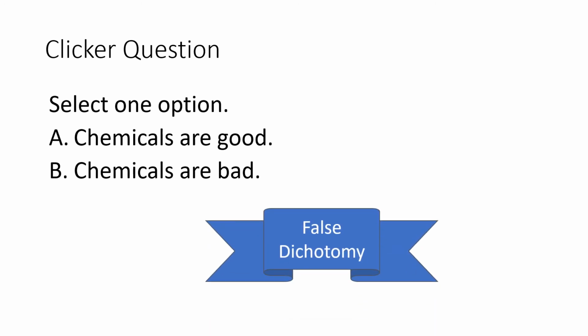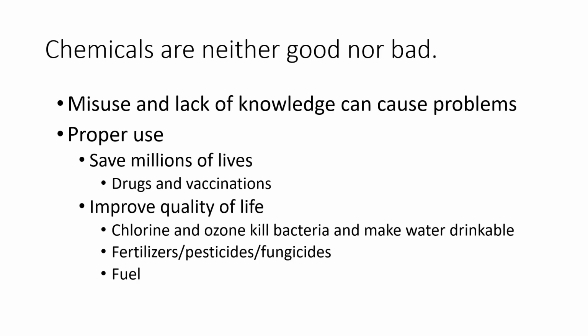I'm going to call BS, which stands for bad science, on this question. This is an example of a false dichotomy. I'm asking you to pick between two choices and not giving you any other choices. And honestly, I don't think either one of these choices is a good choice. Instead, I would argue that chemicals are neither good nor bad.